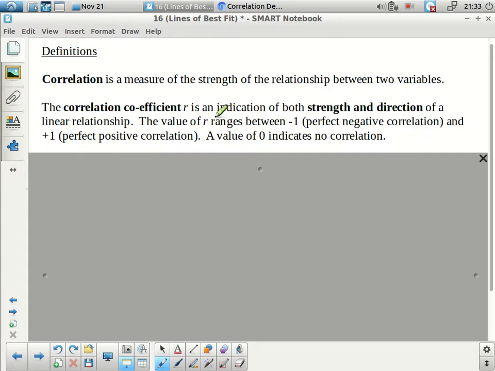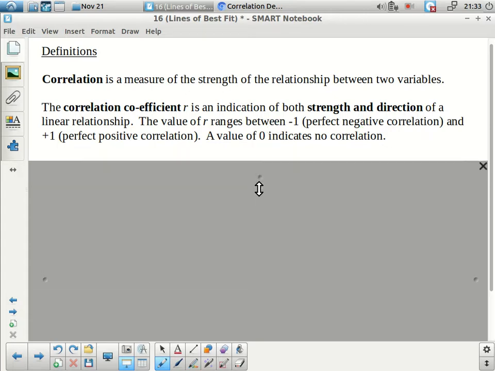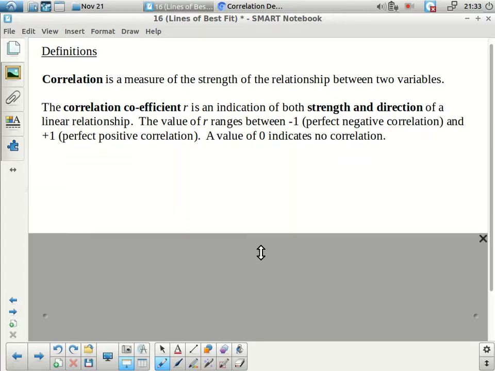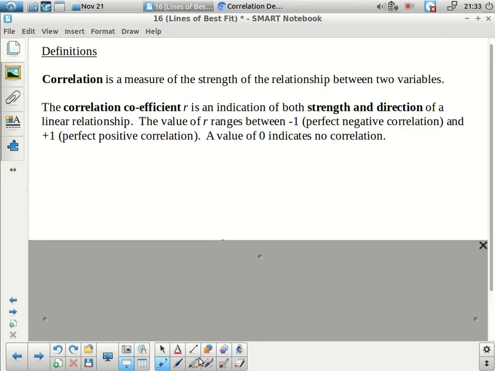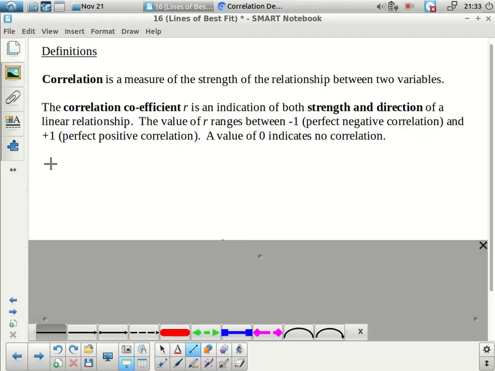The possible values we can have for R range between -1, which is what we call perfect negative, and +1, which is perfect positive. And in between, dead center at 0, that means there's no correlation. So I'm just going to sketch a few examples of what that means. I'm going to set up my little axis here.